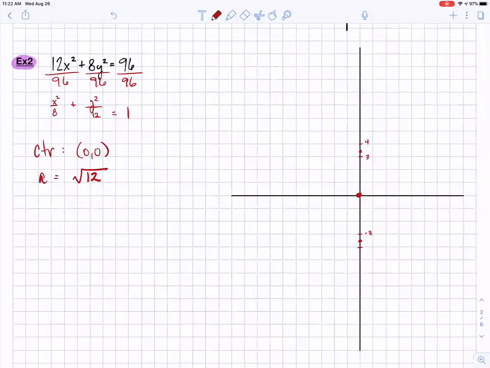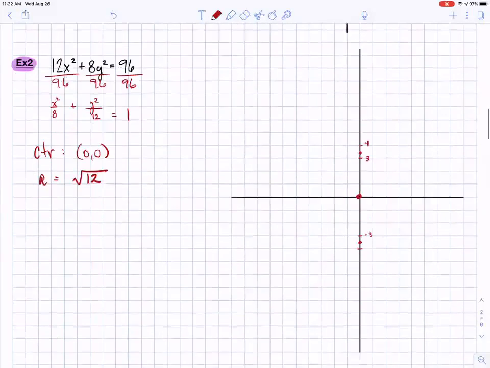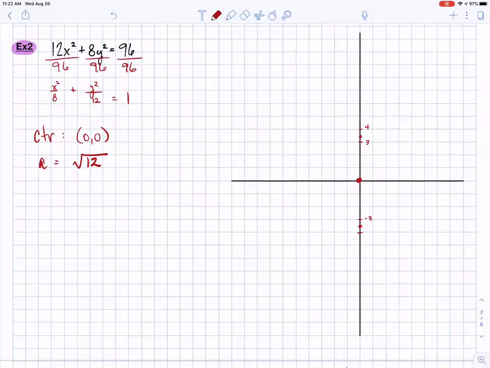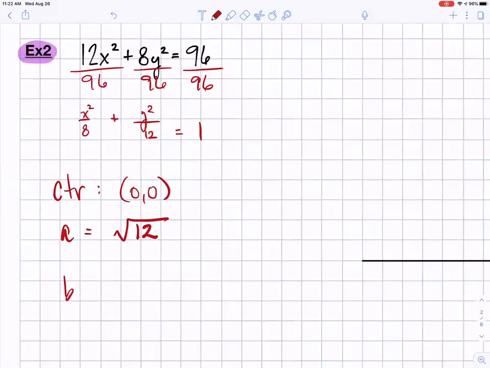In a minute, I don't remember if I need it on this question or not, but I'll do it when I need it. What's my B value? Square root of 8, right?